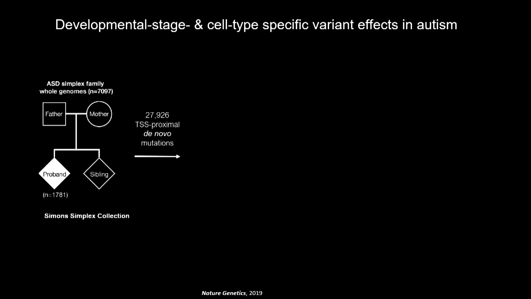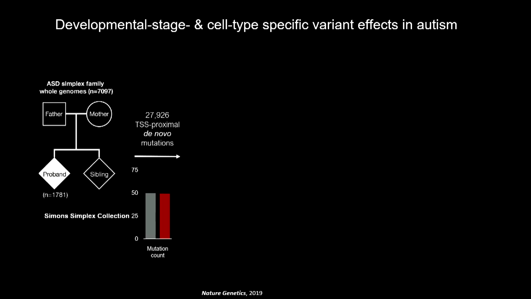And we have actually done this for autism. This is the Simons Simplex Collection cohort. It's a quad design, whole genome sequencing, both parents, probands, and siblings. And in autism, there's a long-standing interest in de novo mutations, those that you do not inherit from either of your parents. So we're looking at about 30,000 TSS-proximal de novo mutations.